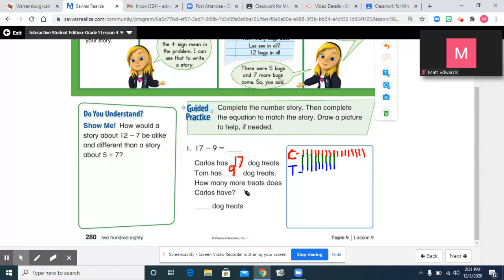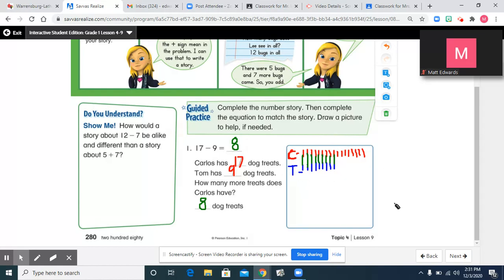So when it asks how many more treats does Carlos have, well, you can see right here, these are how many more treats he has. All we have to do is count them up. So he has 1, 2, 3, 4, 5, 6, 7, 8 more. So he has 8 more dog treats. And now we know that 17 minus 9 equals 8. Okay, that is one way that you can do it. There are multiple ways to do it, but I like to draw a picture so you can actually see what you're doing.